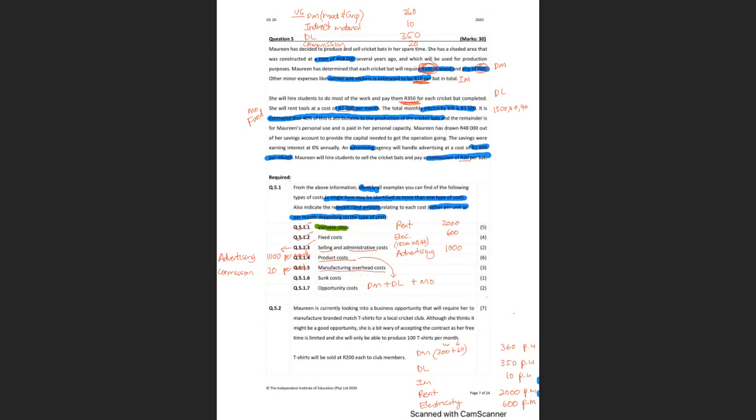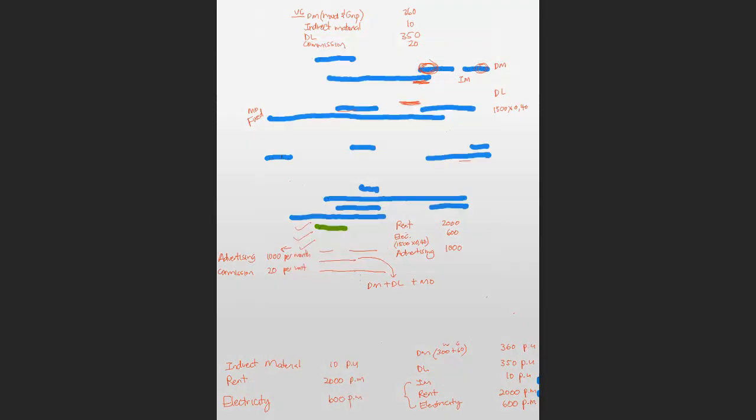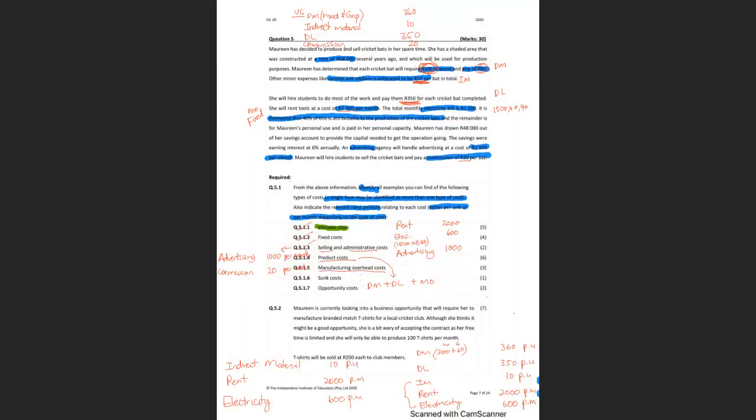Your manufacturing overheads is literally the last three that I had listed out here. So that is your indirect materials. It's quite repetitive. So it's your indirect material, which was 10, so 10 per unit. Rent was 2000 Rand for the month, so per month. And your electricity, 600 Rand for the month. Okay, so that's your manufacturing overheads.